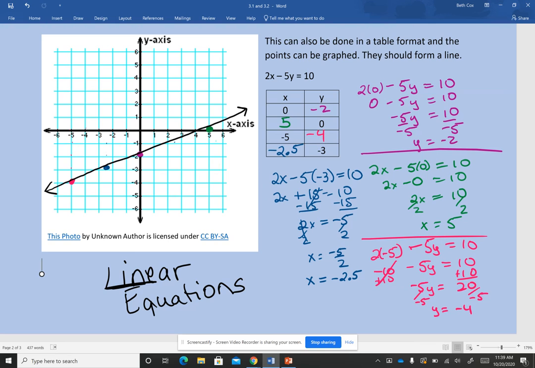All right, it's just math, y'all. You can do this. This is using your algebra. You can do this. It's just math.